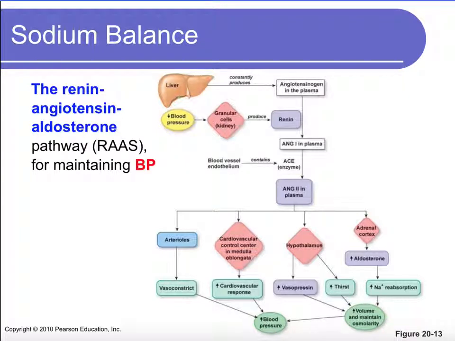So basically everything that we've talked about that can raise blood pressure, this renin really starts it all. So this is why renin is such an important hormone, especially again in blood pressure regulation, this whole RAA pathway.